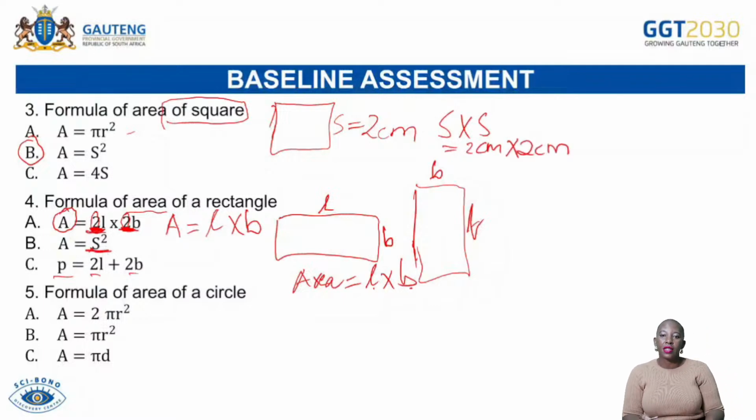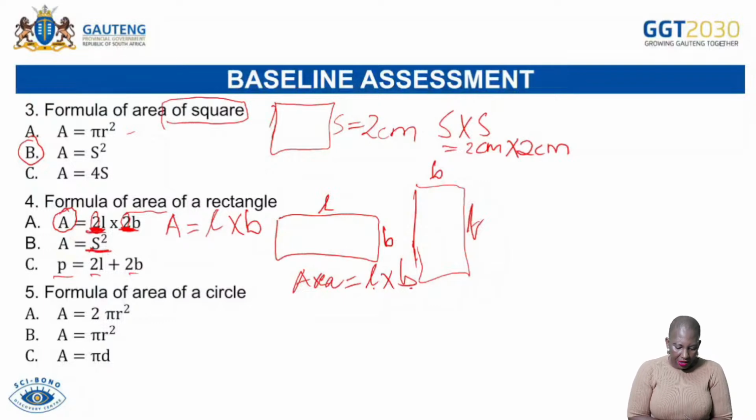And then how do you identify that it's a square? You'll only be given one side. And with the area of a rectangle, you'll be given 2 sides. The other side will be long, the other side will be short. So we know that by now.